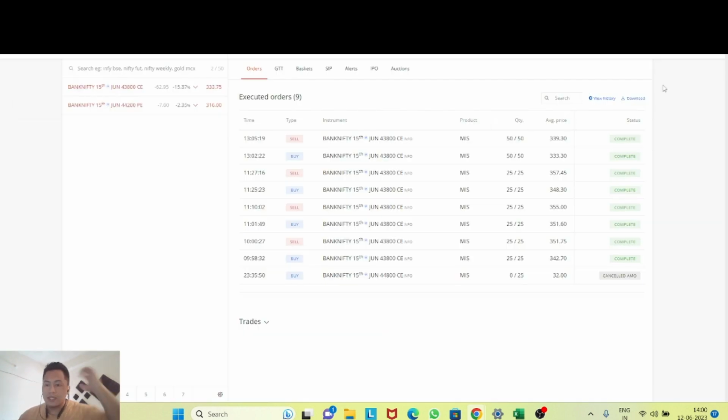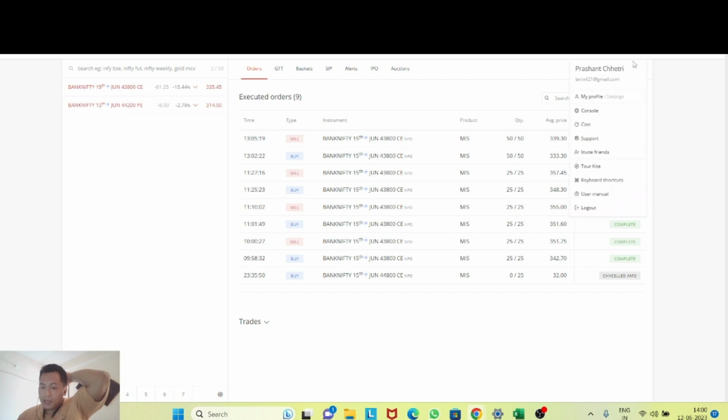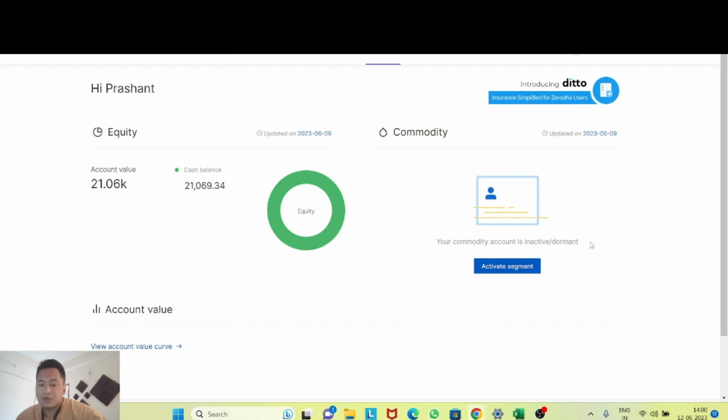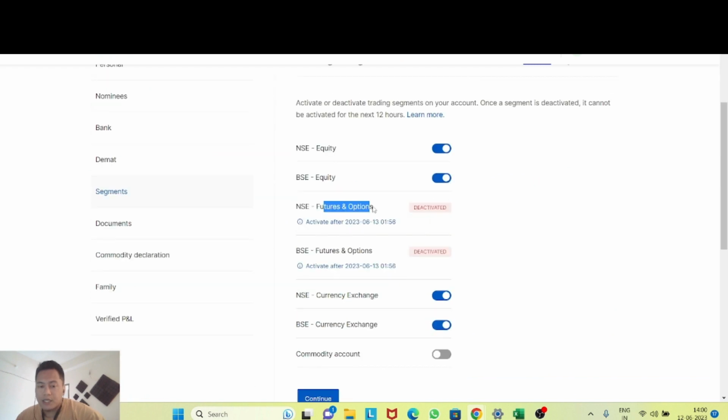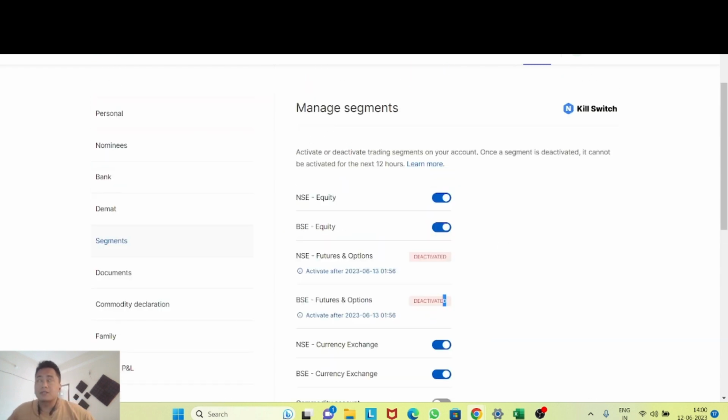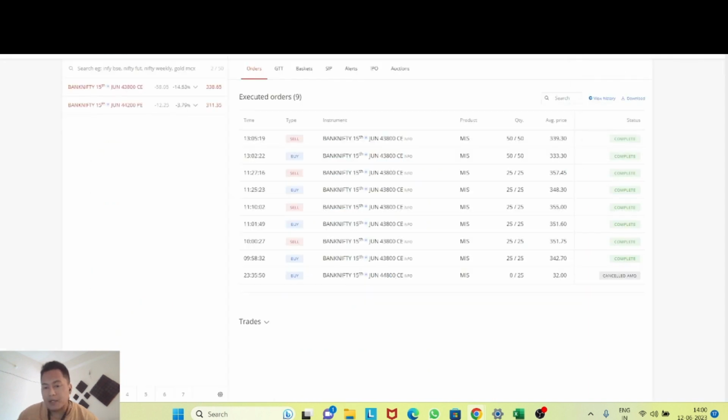I use the kill switch option, which you can access by going to your console if you're using Zerodha or any other brokerage app. Just click on this one, and I have already deactivated it. So I can only activate it after 12 hours. I'll just activate it tomorrow morning before the market starts. That's how I control my overtrading habits.